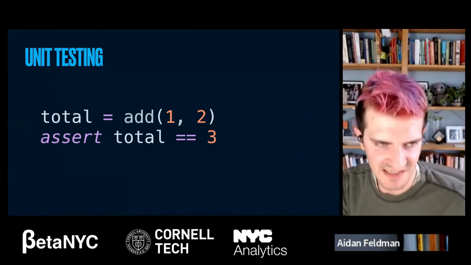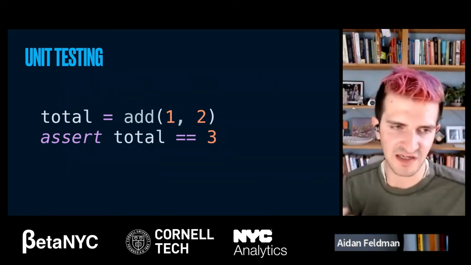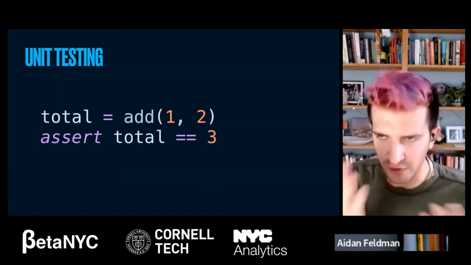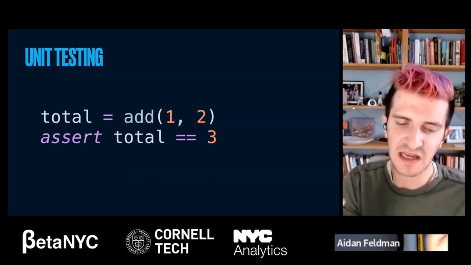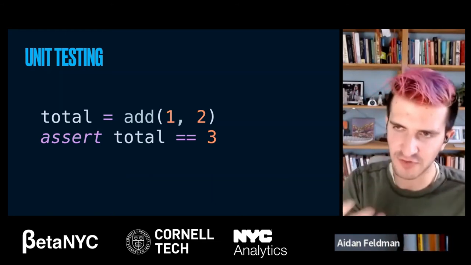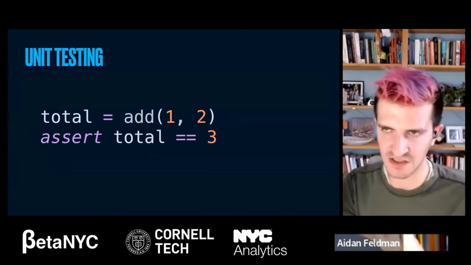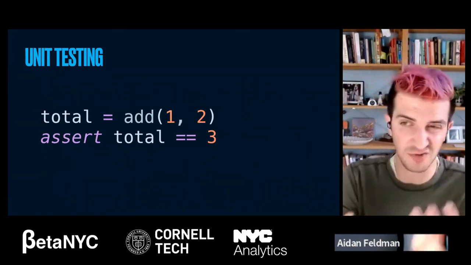Next is unit testing. Unit tests, for those who aren't familiar, are basically a way to ensure chunks of code are working as expected. So in this very simple example, we have an add function, we pass in two numbers, and then we assert that the value that comes out, the total, is what we expect. Assert the total is 3 when we add 1 and 2. This is a trivial example of a unit test, but you can assert whatever you want.